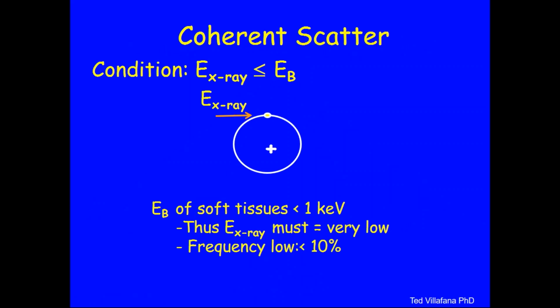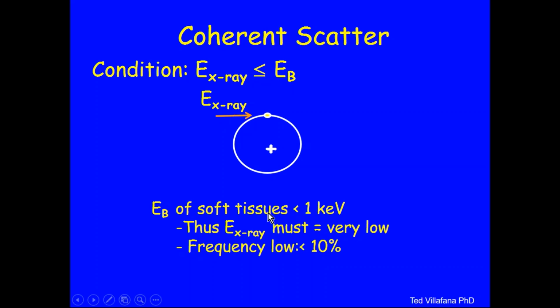What is coherent scatter? In each one of these, I'm going to define a condition, and when that particular mechanism works. Coherent scatter only occurs if the X-ray energy is less than the binding energy. Okay, if you have an X-ray energy less than the binding energy, then coherent scatter can occur. But let's look at that. The X-ray photon energy has to be less than the binding energy.